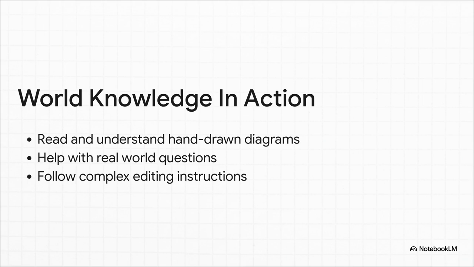It means the model can look at a rough sketch you drew on a napkin and actually understand the concept. It can follow complicated multi-step instructions because it understands the context. We're moving beyond just making pretty pictures to creating content that's visually intelligent.